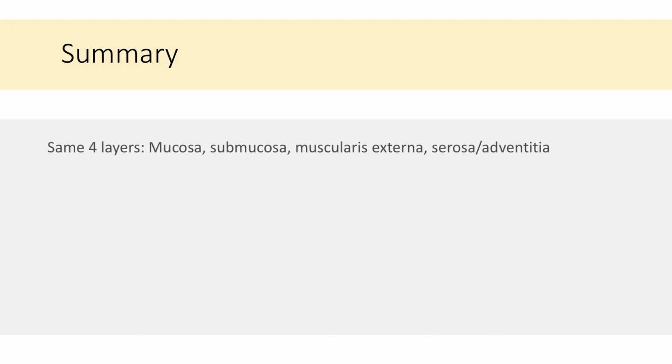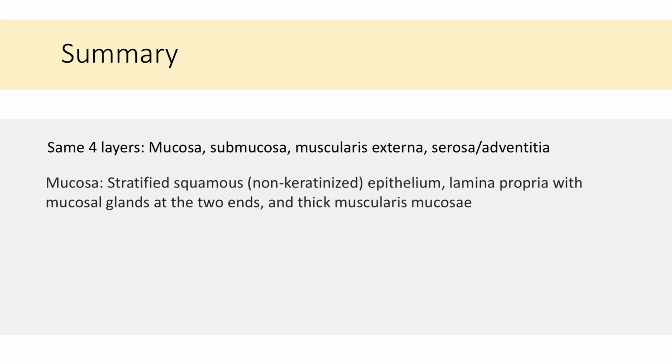So to quickly recollect what we have learned so far, esophagus shows the same 4 layers, that is mucosa, submucosa, muscularis externa, and serosa or adventitia from inside outwards. Mucosa shows a lining epithelium of stratified squamous non-keratinized epithelium. Lamina propria, which shows mucosal glands at the 2 ends of esophagus, and a comparatively thick muscularis mucosae.